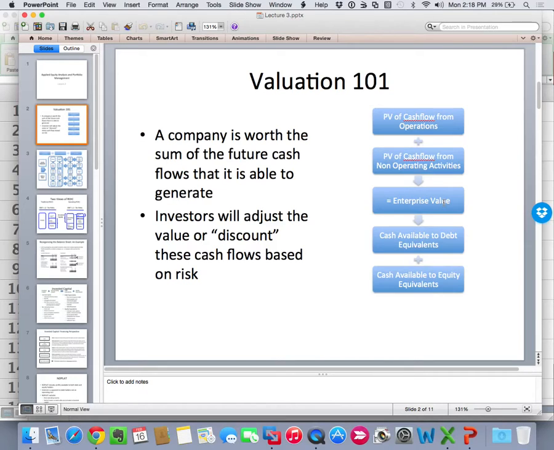But the idea is a company's worth the sum of its future cash flows. We're going to break the cash flows into operating cash flows and non-operating cash flows. And those two together have to become enterprise value. And it's that cash flow that we can pay out to the debt and the equity holders. So enterprise value after the debt is paid off is the cash to the equity holders divided by share price. That's enterprise DCF. Right?